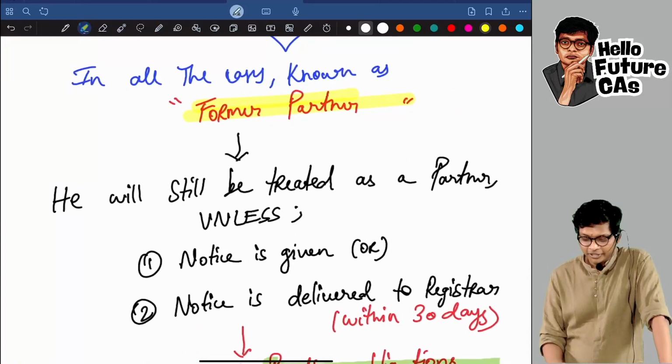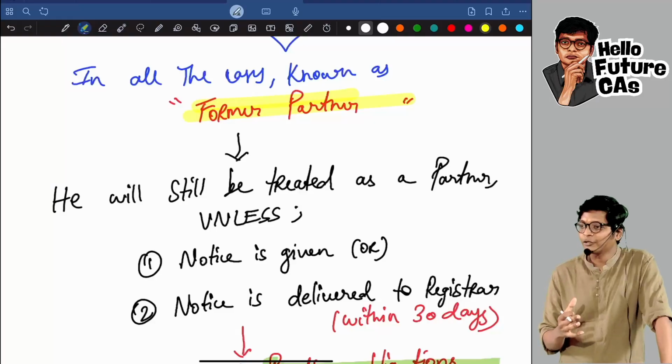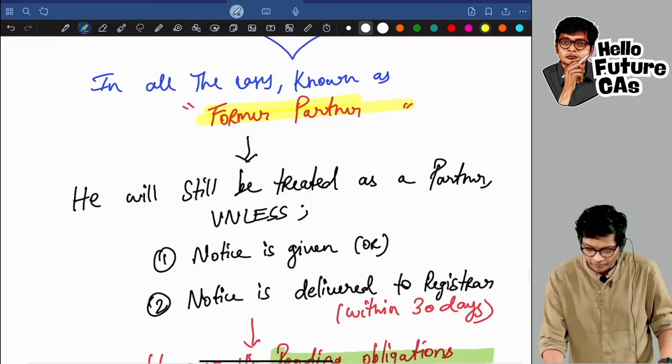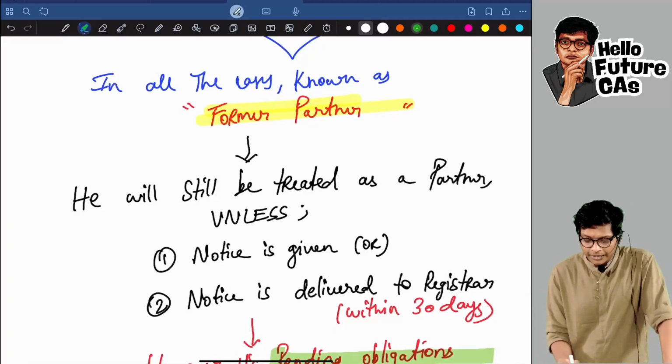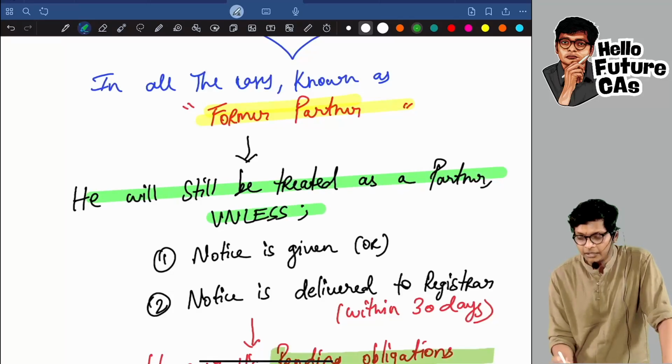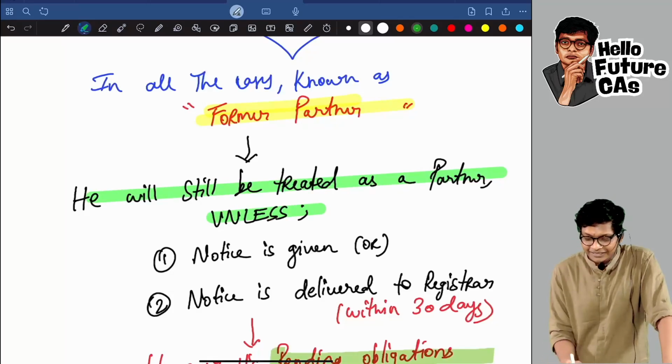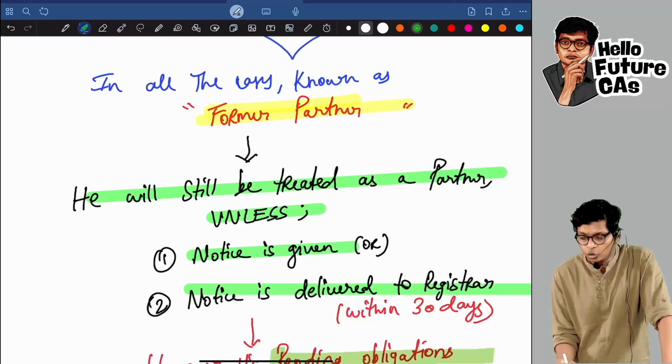Former partner. Okay, come back to class, guys. Now, a former partner will still be treated as a partner unless notice is given and delivered to the registrar.